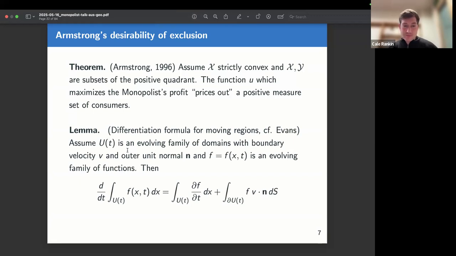We're going to need one lemma. It's the differentiation formula for moving regions. It's pretty standard. You can find it, for example, in the appendix to Evans's textbook.